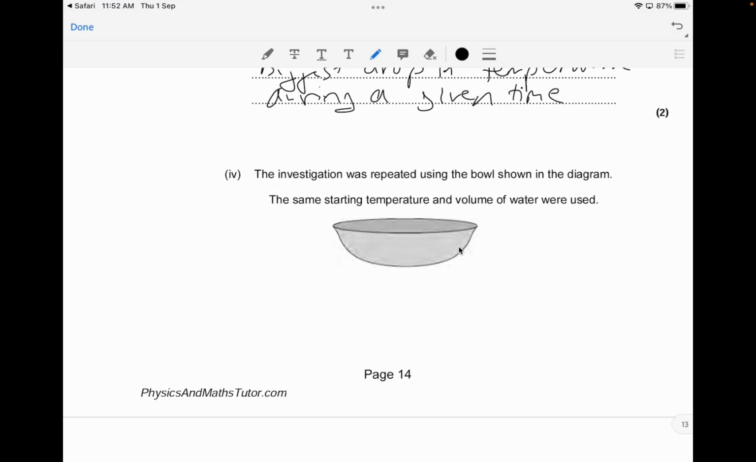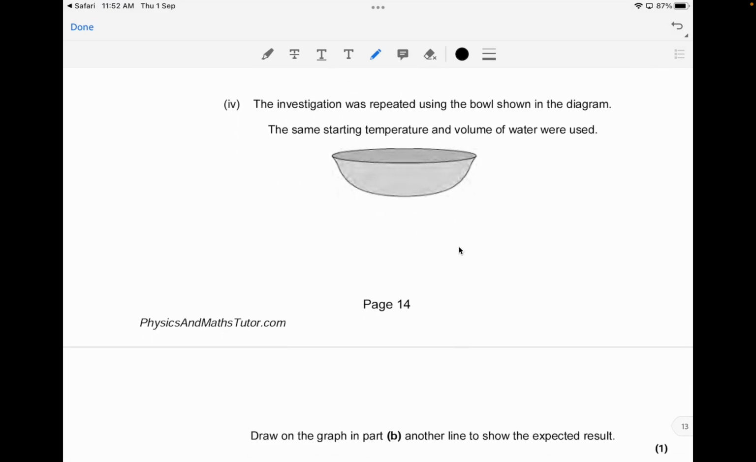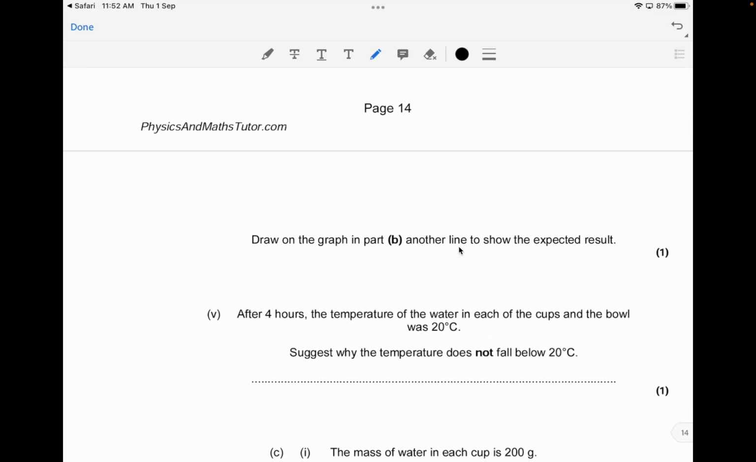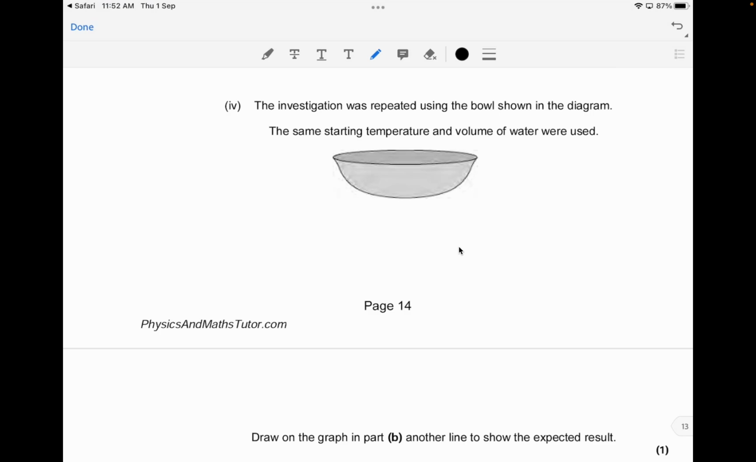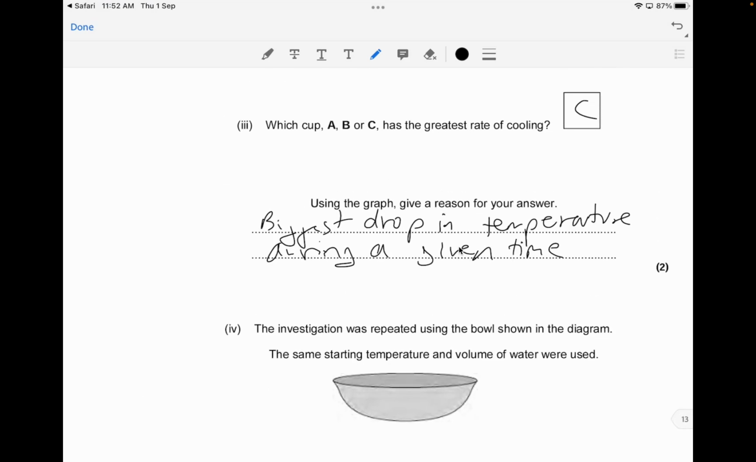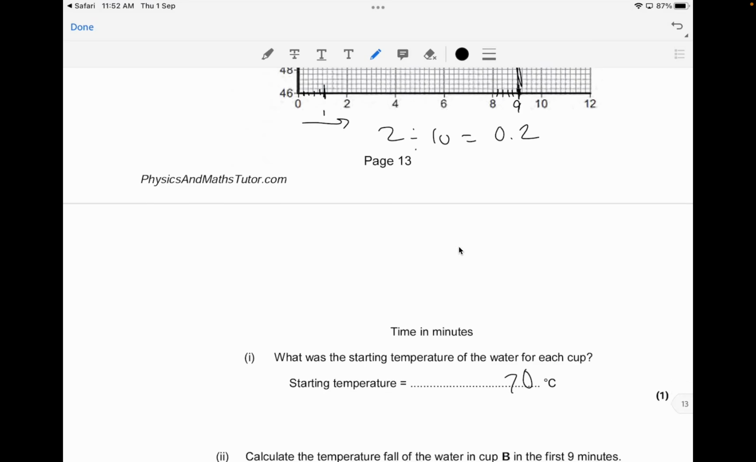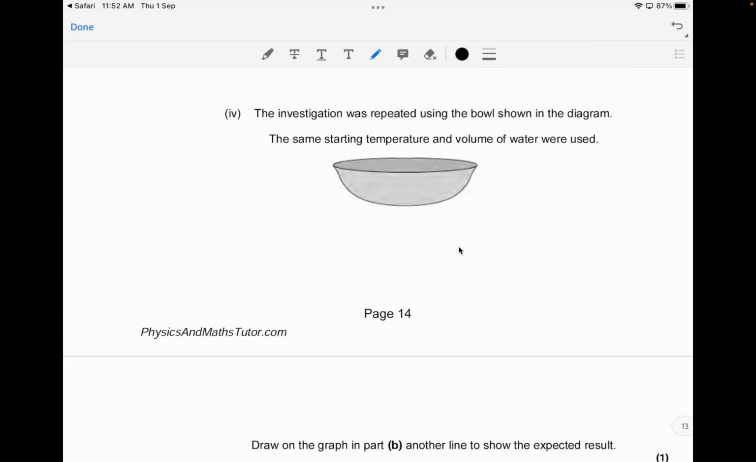Now the next question is: the investigation was repeated using the bowl shown in the diagram. The starting temperature and the volume of water were the same. Draw on the graph in part B another line to show the expected results. So I'm going to draw on the graph. It's going to start at 70 and below the graph for C. It must be a curve for at least 8 minutes, so a curve for about 8 minutes or more is also fine. That's going to be your curve, much less steep than C. Let's move on to the next question.